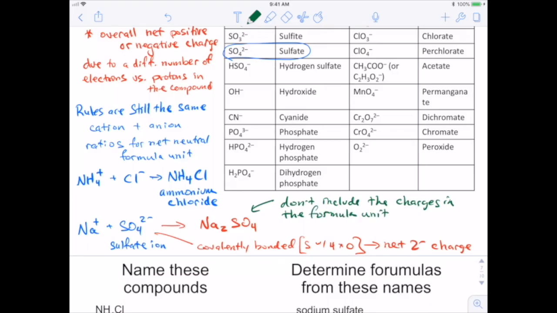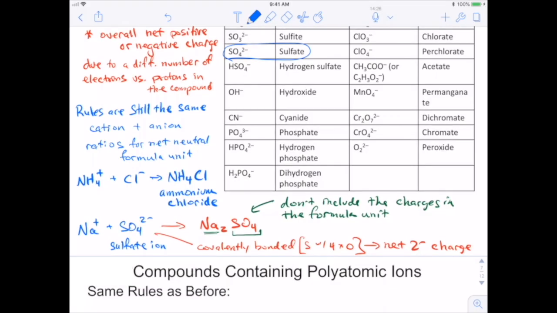So once again, you need to either recognize what they are from the periodic table, especially if they're main group elements, or in the case of a polyatomic ion like sulfate, you just need to know what they are. And we would call this compound sodium sulfate.